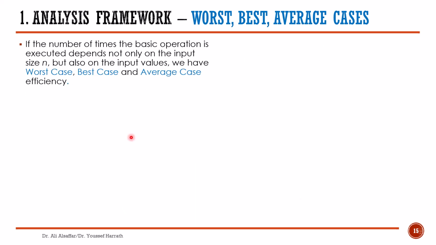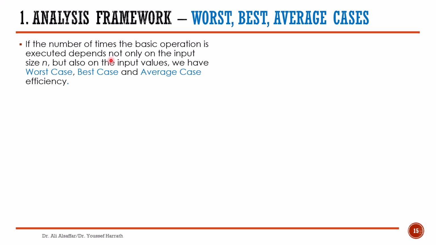From our previous discussion, if the frequency of the basic operation is always the same for every instance of an input of size n, I mean if it is not affected by certain values of the input, then there is only one efficiency, that is called every case efficiency.